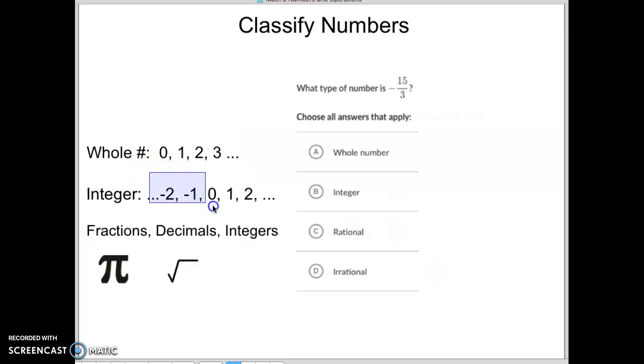Integers are any whole number, 0, 1, 2, 3, so on and so forth, but it also includes their negative counterparts. So negative 1, negative 2, negative 3. Because this number is negative 5, this is an integer, but we're not done yet. We have to choose all that apply. All integers and whole numbers are also rational numbers. We already know that because all fractions are rational numbers. So any integer or any whole number is also going to be rational. So this one had two answers.